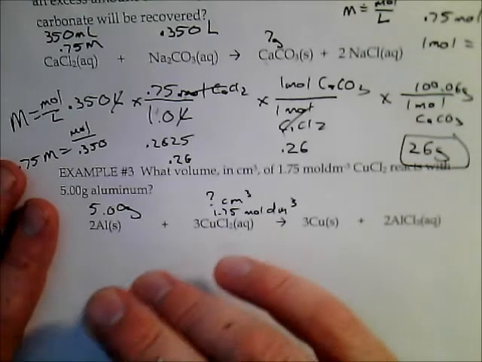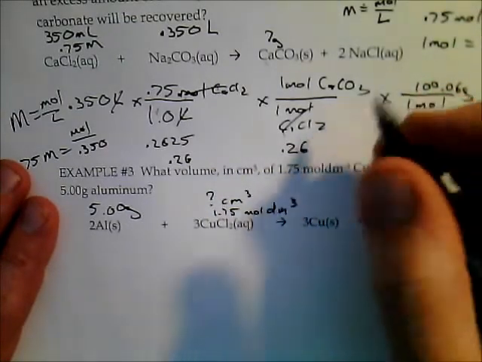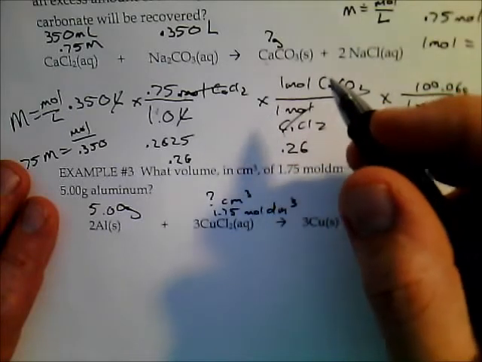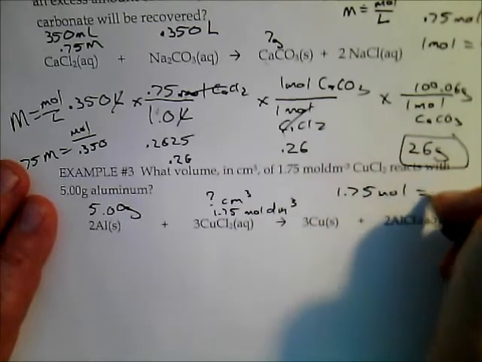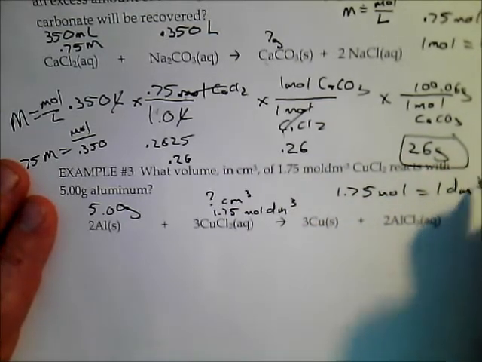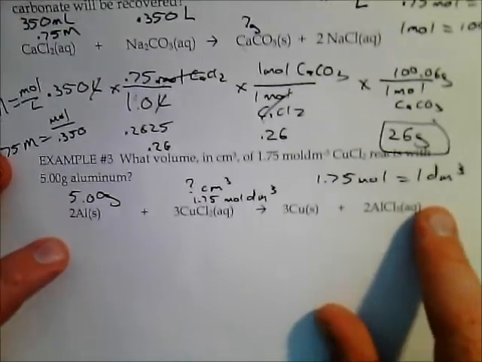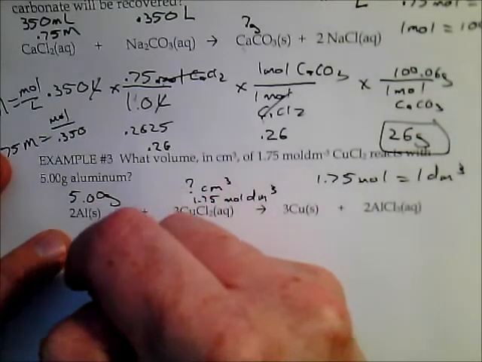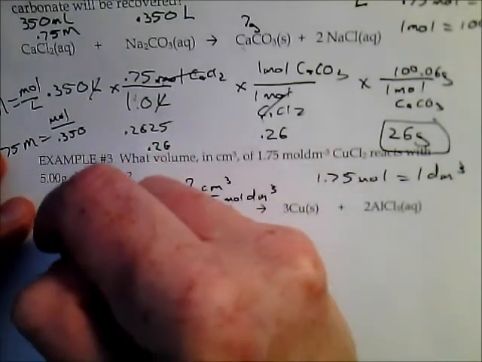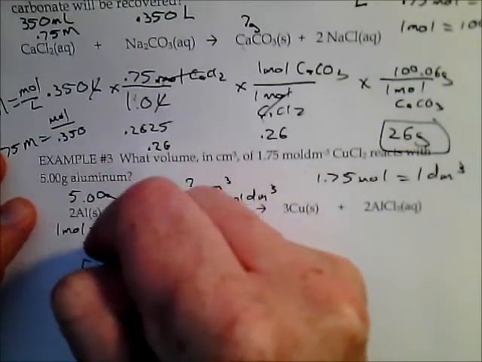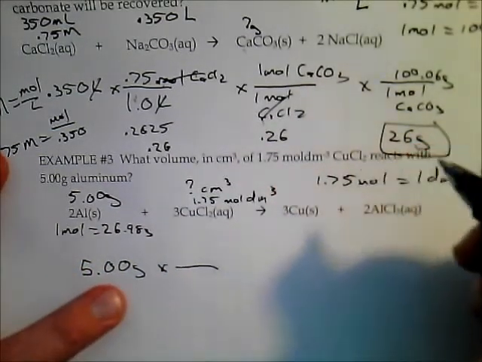So we're going to do the same process. We're going to think about dimensional analysis, and we're going to think about our units canceling out properly, and we're going to get there. This time we want to end up with a volume. Make our conversion factor here 1.75 moles in 1 cubic decimeter. That's my conversion factor for the CuCl2. The difference with this problem is I'm not going to use that until basically the last step. What I am going to do is start off with this 5 grams of aluminum. And I look at the periodic table and look up aluminum's molar mass. It's 26.98 grams. So there's my conversion factor.